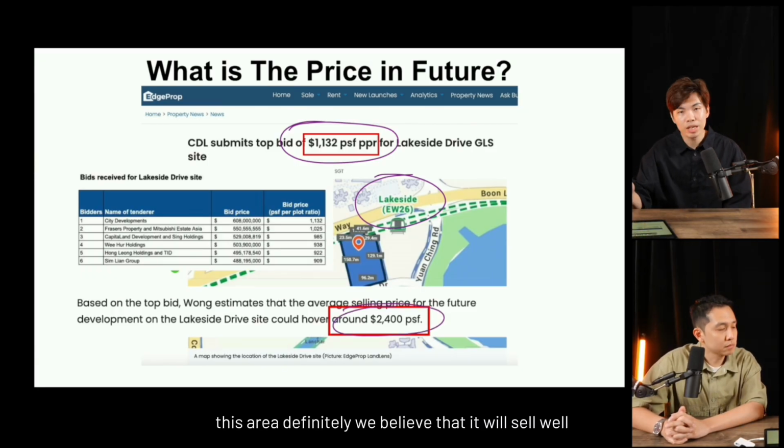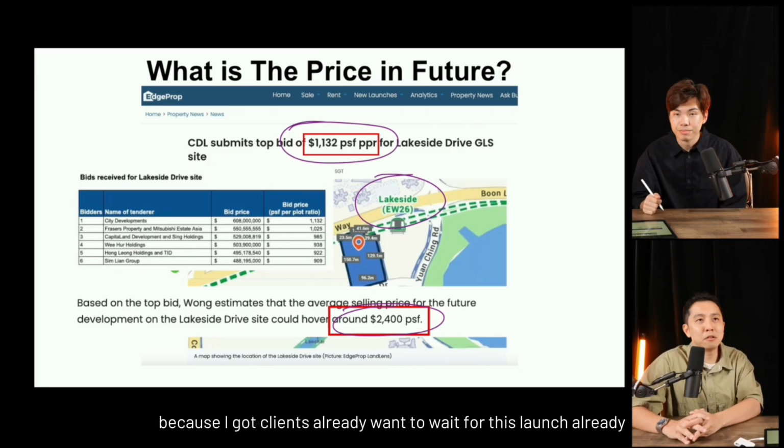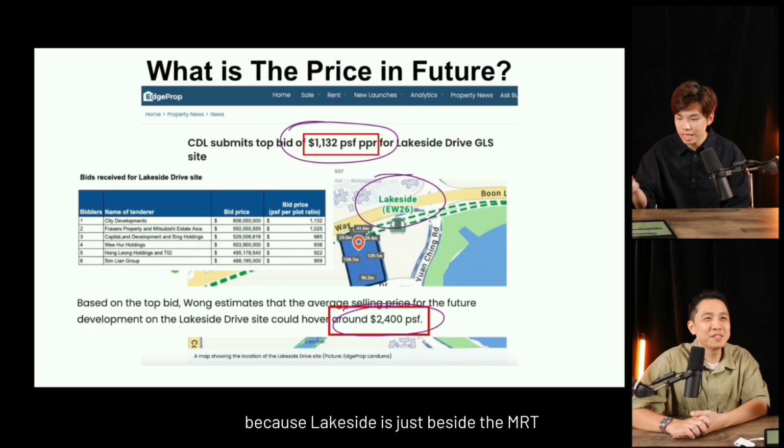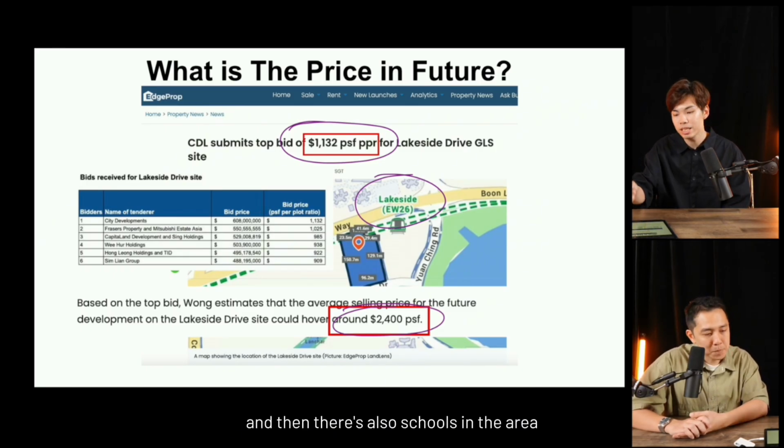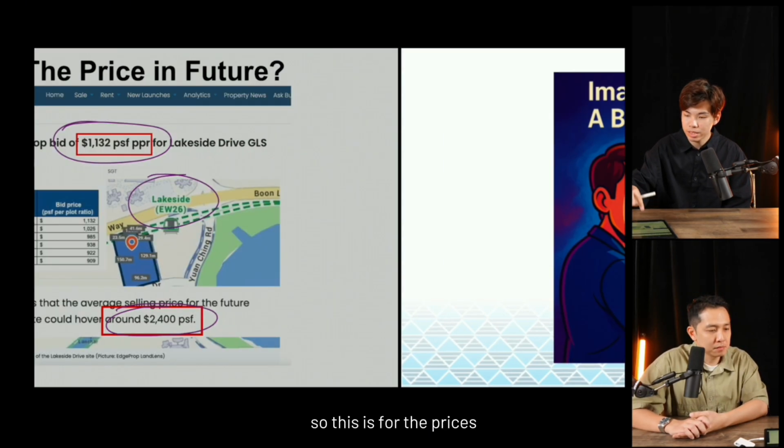And of course, this area, we definitely believe that it will sell well. You will have demand, because I have clients who already want to wait for this launch. Because Lakeside is just beside the MRT, and there are also schools in the area. Correct. So this is for the prices.